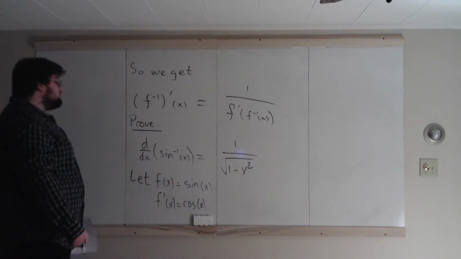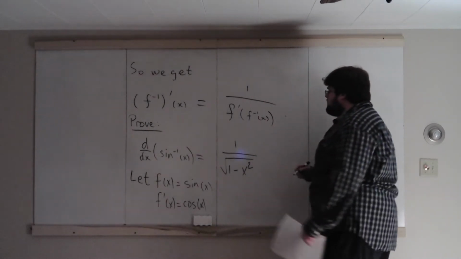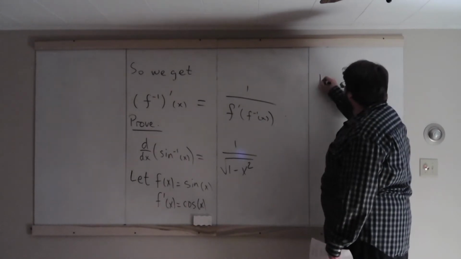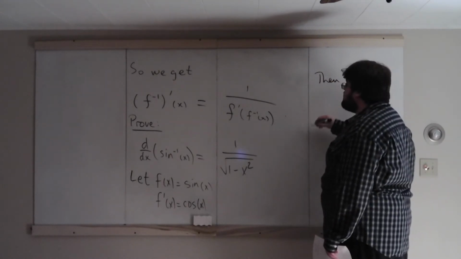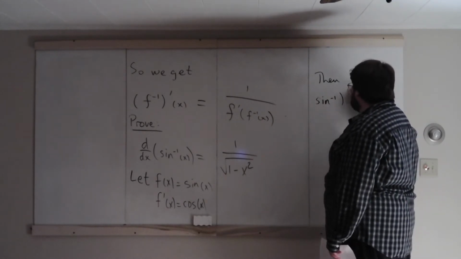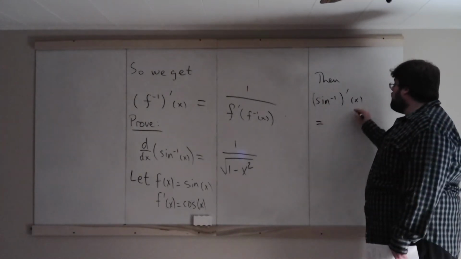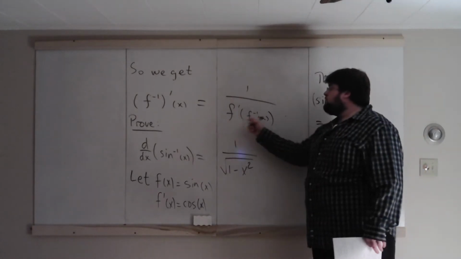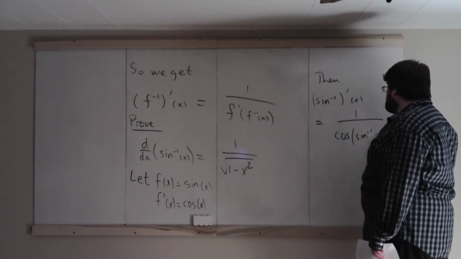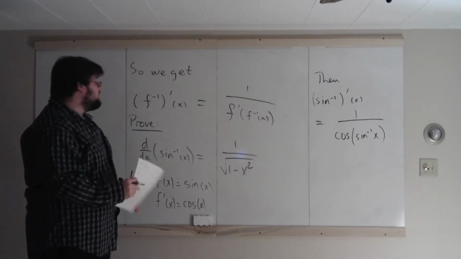So f prime is cosine of x. So I'm going to go over to this board. Then, the derivative of the inverse sine, so sine inverse derivative of x, using that notation, equals 1 over f prime of f inverse. So cosine of sine inverse of x, just using this formula with f of x equal to sine of x.